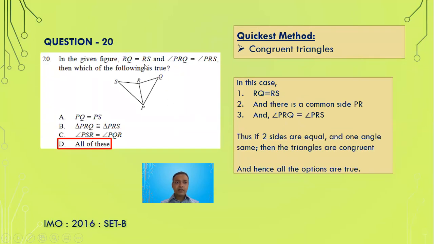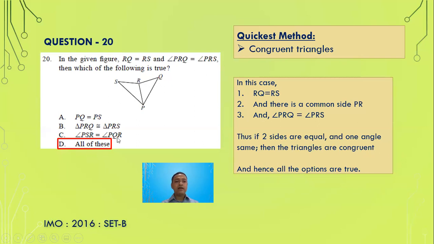In the given figure, RQ is equal to RS, and angle PRQ is equal to angle PRS, isn't it? So what is the condition of congruency? Here PR is the common side, and RS is equal to RQ, and also one angle is the same. So if two sides and one angle are the same, then both triangles are congruent, because they are exactly the same.